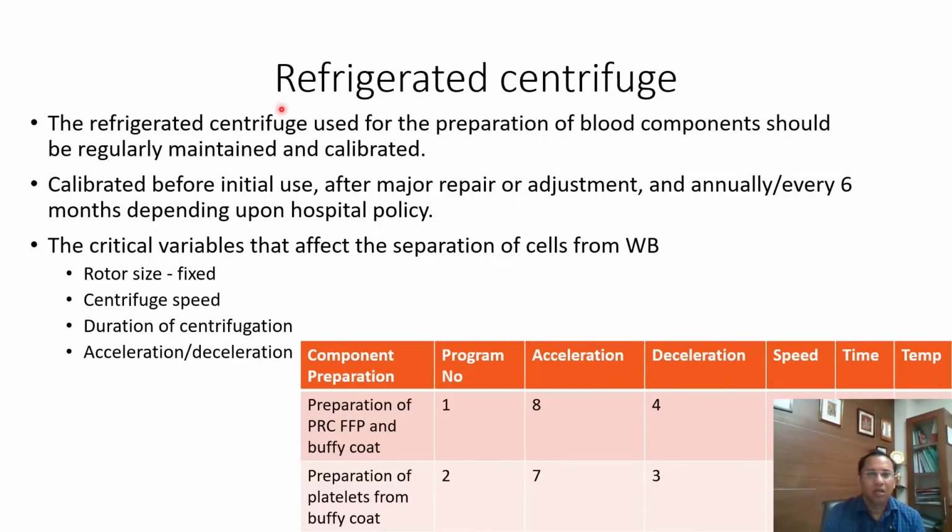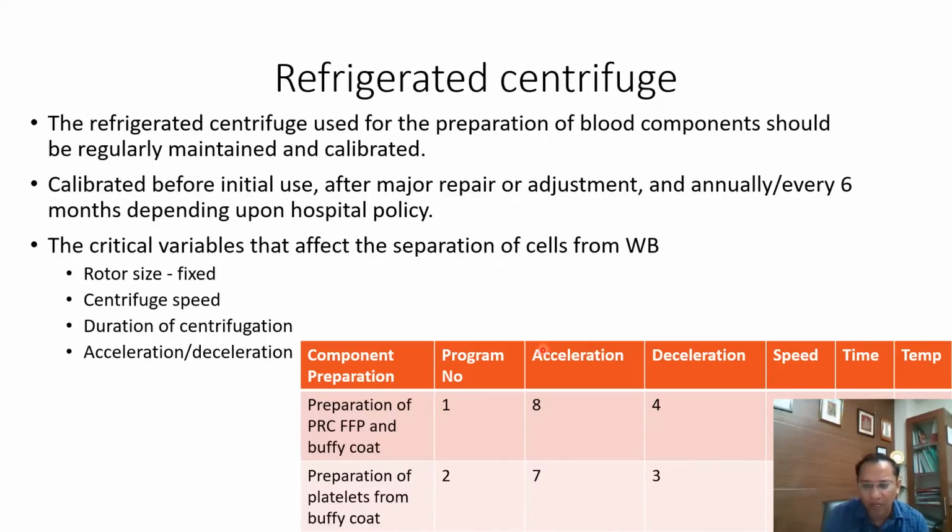So how does it work? So we have a refrigerated centrifuge. This refrigerated centrifuge is used for preparation of blood components, and should be regularly maintained and calibrated. It should be calibrated before initial use, after major repair or adjustment, and annually or every 6 months depending upon the hospital policy. The critical variables that affect the separation of cells from whole blood are the rotor size, that is fixed of course, the centrifugation speed, you can change that, duration of centrifugation, and acceleration or deceleration.